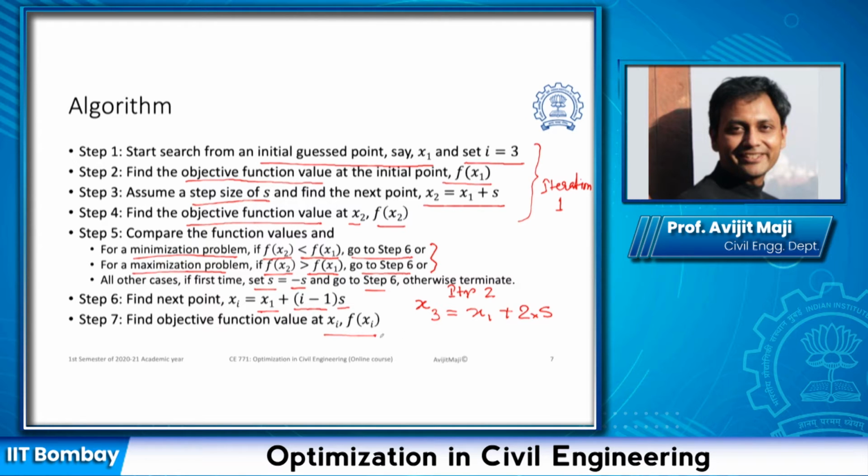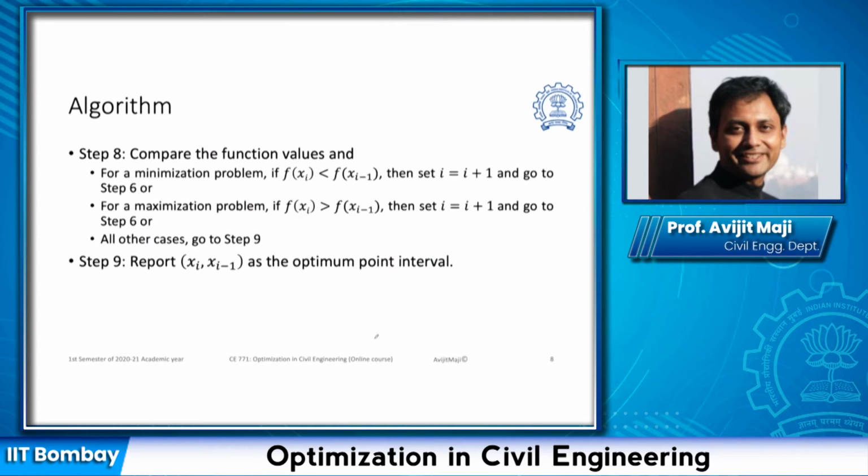And once we find out the objective function value, we would like to compare the objective function value with my previous point objective function value. So in the second iteration, my previous point is f(x2) and my current point is f(x3). So we are comparing between these two, and as I said, in the step 5, if it is a minimization problem and we find that the direction we are moving is still good, which means my function value at the new point is lesser than the previous point, then we should increase our iteration number, means we are increasing our I value from 3 to 4.